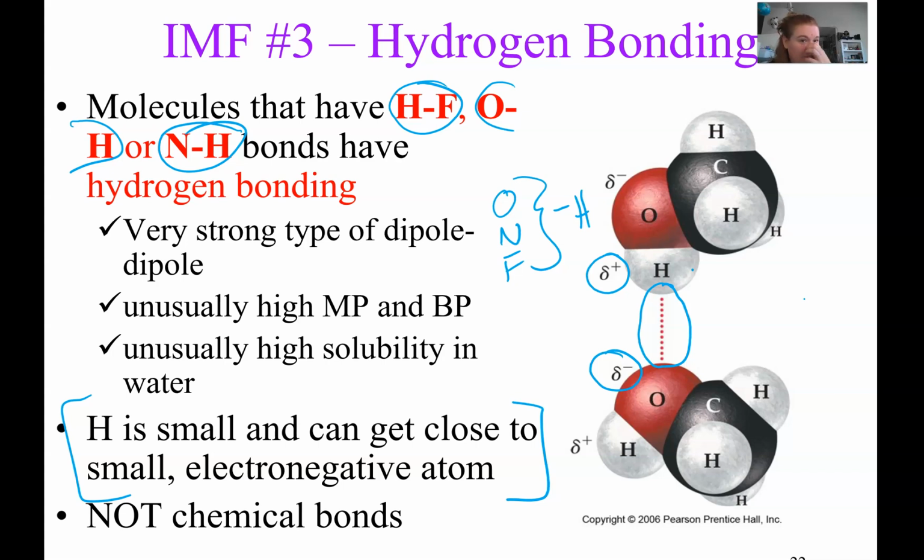And just a reminder, we are talking about these in order. So our dispersion forces were the weakest, and then dipole-dipole. Hydrogen bonding is third on that list.